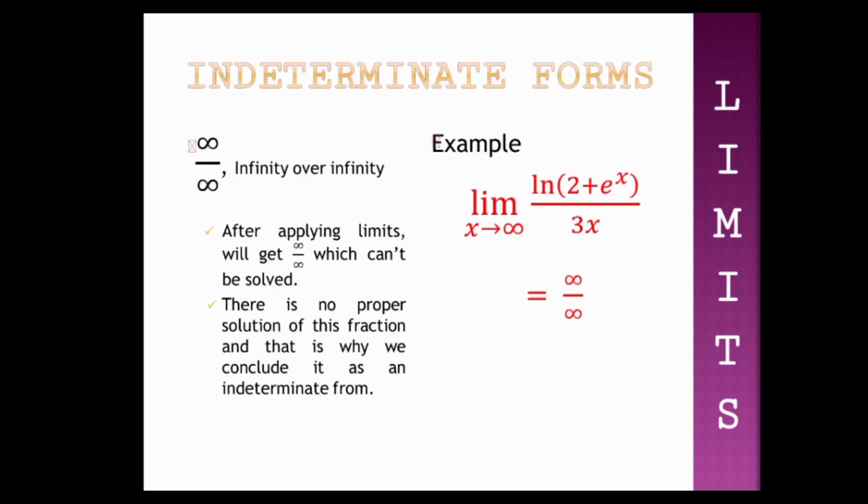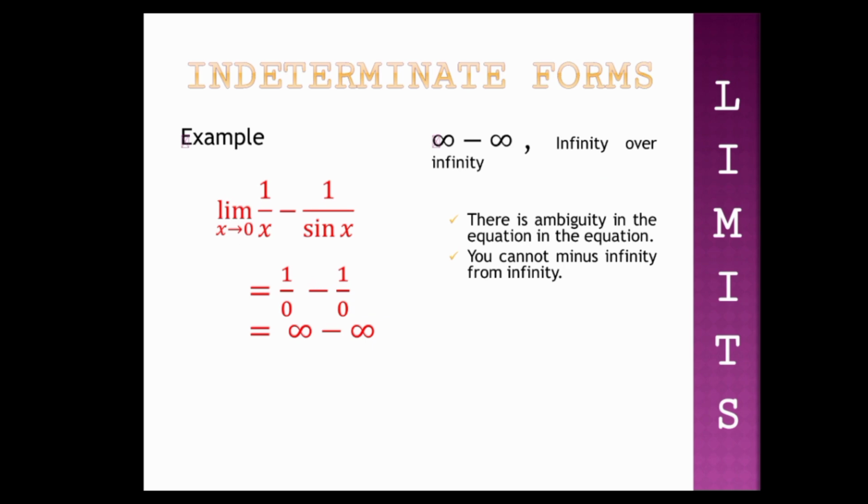We have the form infinity over infinity. In this indeterminate form, after applying limits, we get infinity over infinity, which cannot be solved. There is no proper solution for this fraction, and that is why we included it. It is an indeterminate form. The best example for this is the limit of (2 + e^x) raised to 1 over 3x as x approaches infinity. We cannot figure out the answer to that example, so we come up with infinity over infinity.